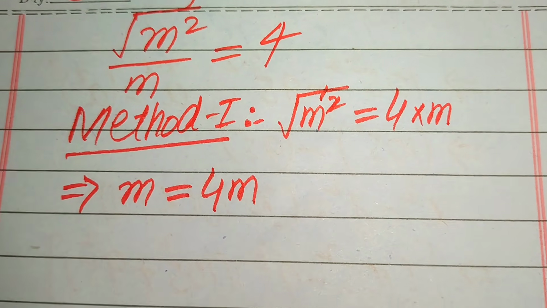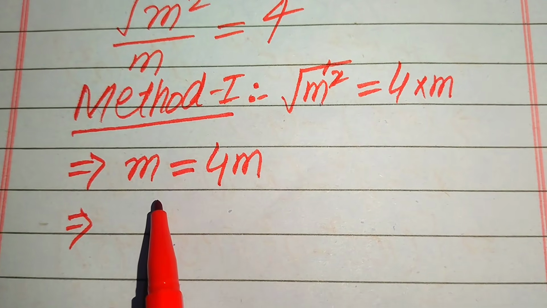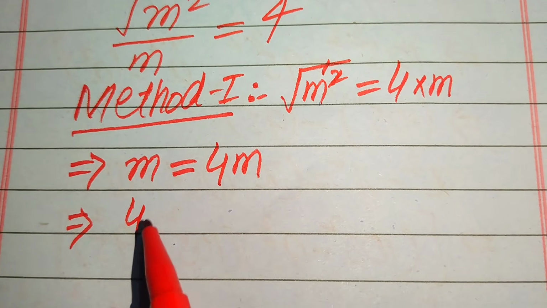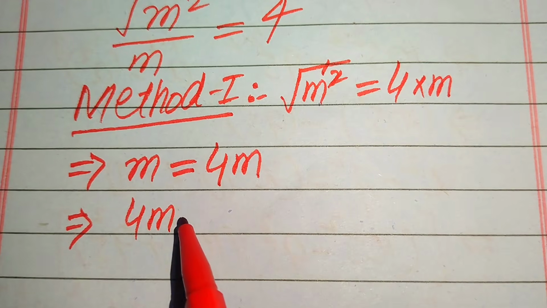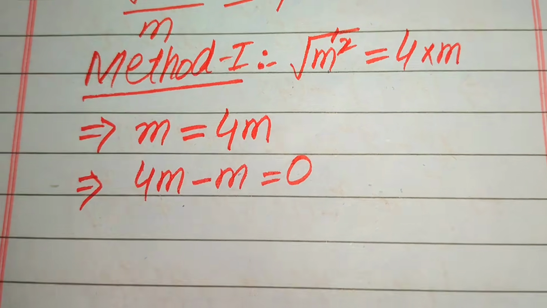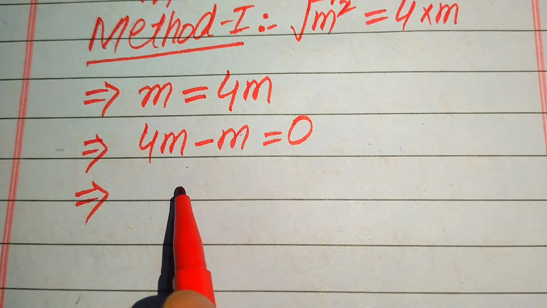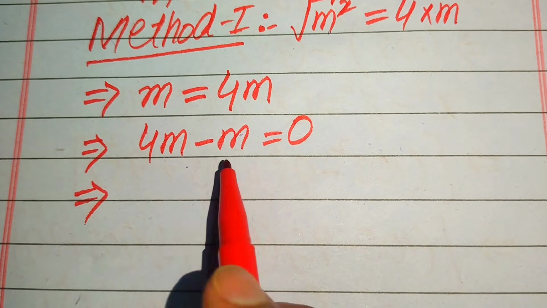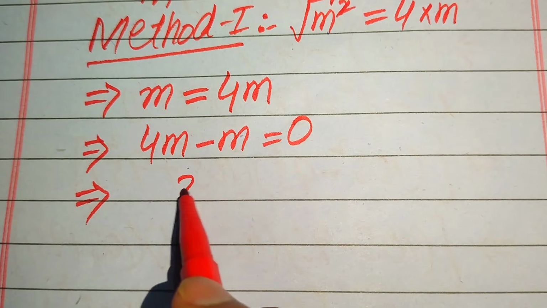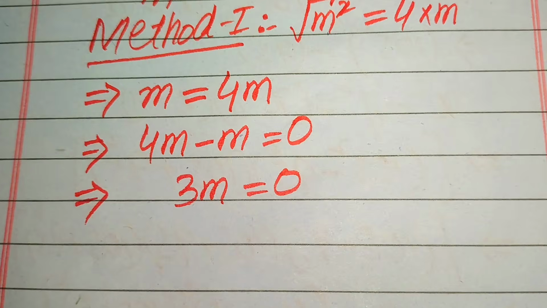And now further, in the next step, we move the term m from the left hand side to the right hand side, and it will be written as 4m minus m, and this whole equation is equal to 0. And here we need to subtract both of these two values, and we get 4m minus m becomes 3m, and this whole equation is equal to 0.